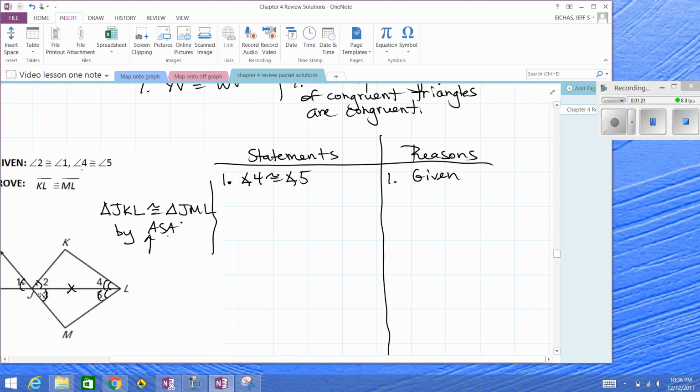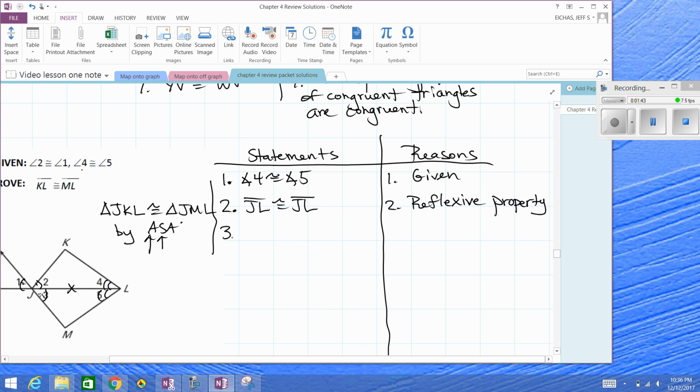Now the next pair, let's go for the sides, right? Let's go in order. Now we're after a pair of sides. JL is going to be congruent to itself. The reason we're allowed to say that is because it's a reflexive property. If you forget that, no worries. Just explain it. Side is congruent to itself.